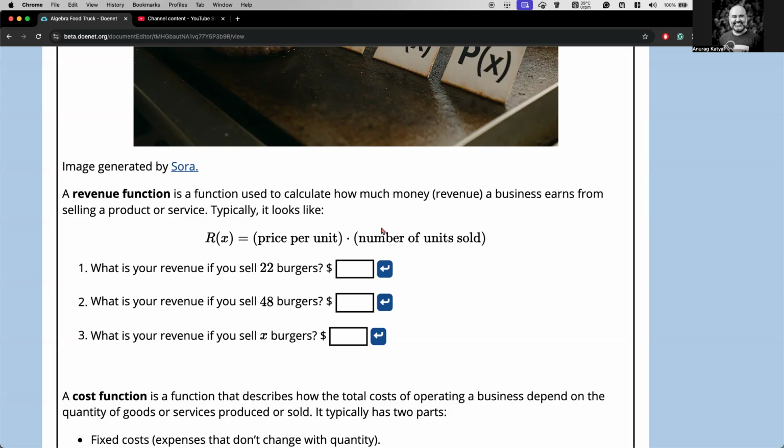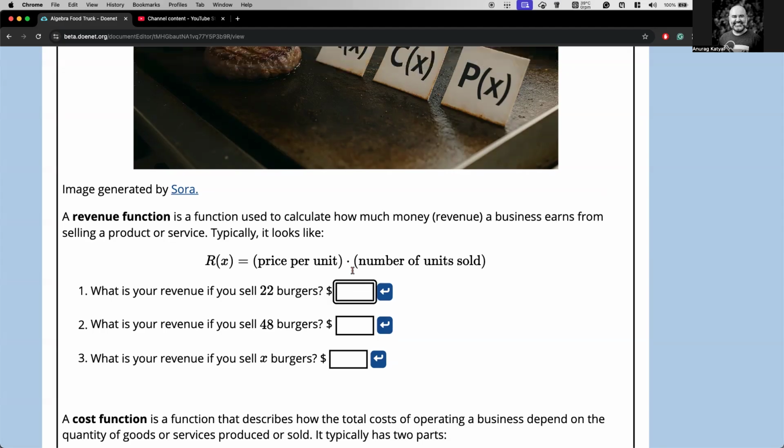Not just in my class, but in business. If you're selling something, you take the price of each thing you sell, you multiply it by how many times you sold it. That's your revenue. Very, very simple. So how much money are you going to make if you sell 22 burgers? What's the price per burger? $8. So how much money?